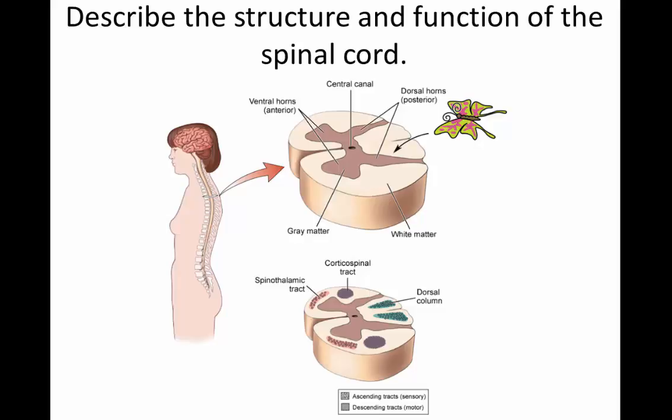Another thing that we should note, as indicated by the legend at the bottom of the screen, is that we have ascending and descending tracts. Ascending tracts are going up, and they're bringing sensory information up the spine to the brain. Descending tracts are axons that are going down, and these are motor tracts, motor neurons that are bringing information from the brain down the spine, and then will eventually go out of the spine to the periphery.